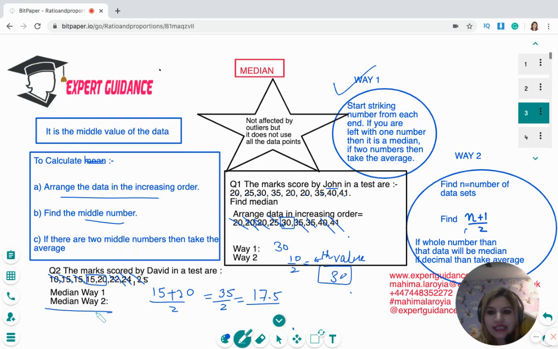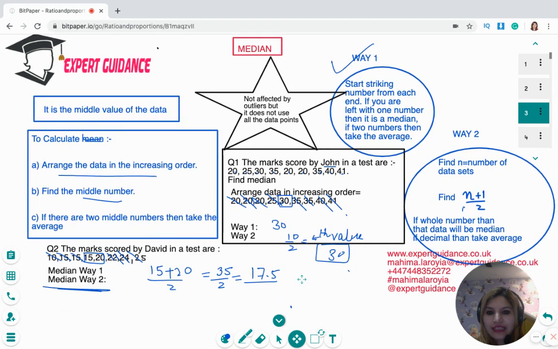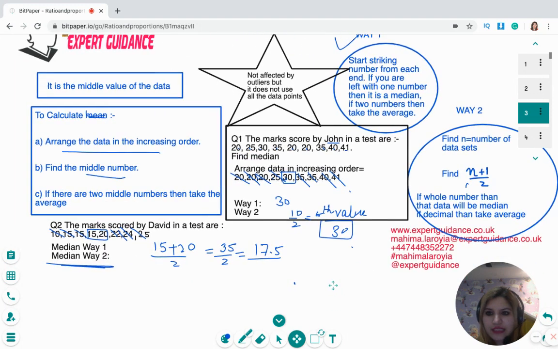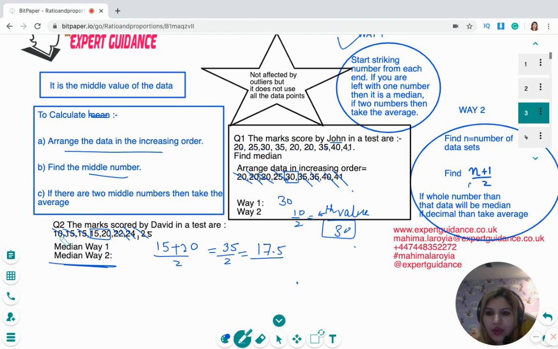Now let's see the second way in this data. In this data, how many data values do I have? I have 1, 2, 3, 4, 5, 6, 7, 8.